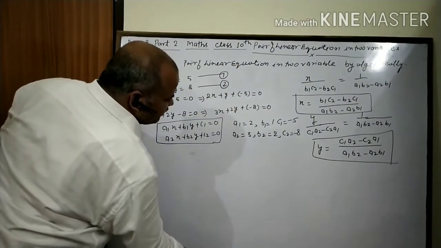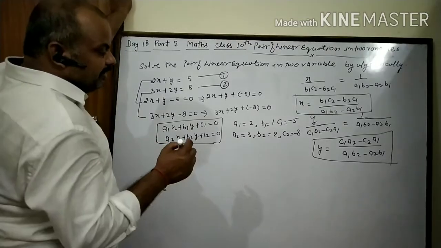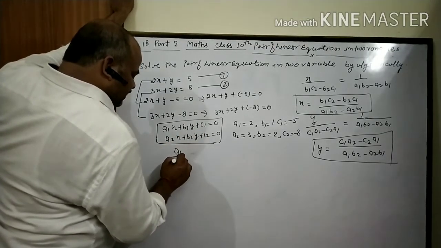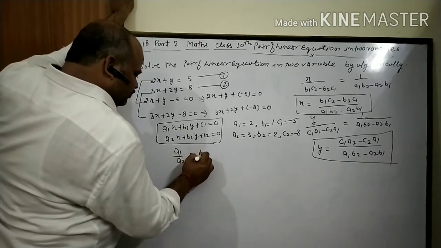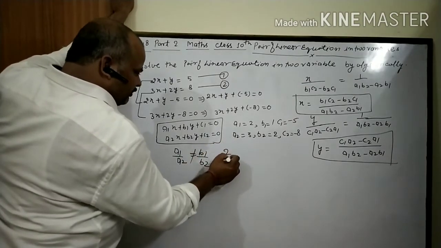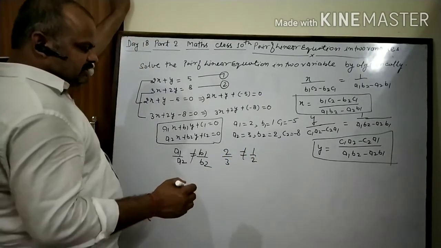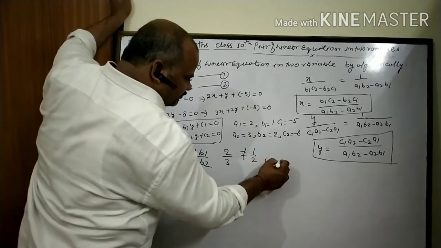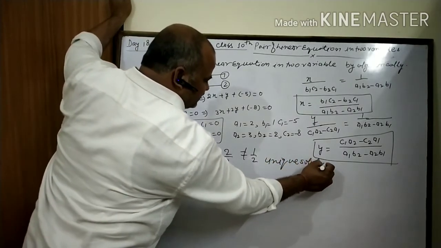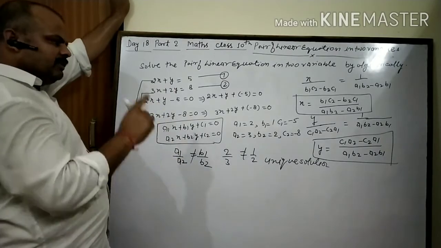First of all, you can check the condition of its solution. Here a1 upon a2 is not equal to b1 upon b2. Then see, a1 upon a2 is 2 upon 3, which is not equal to 1 upon 2. It means it has a unique solution. It means we get one value of x and one value of y.